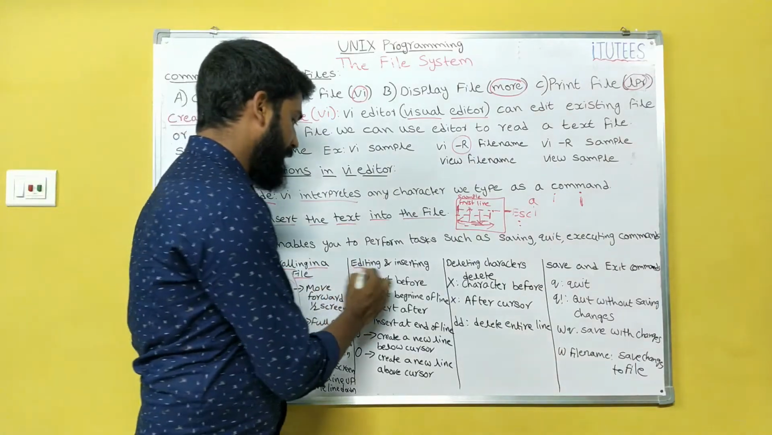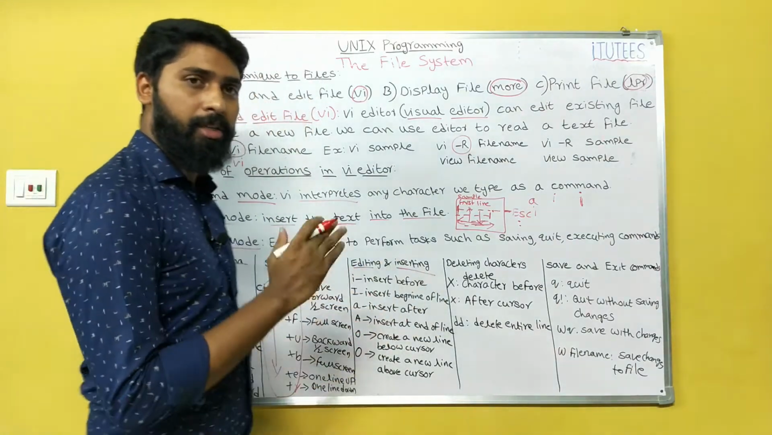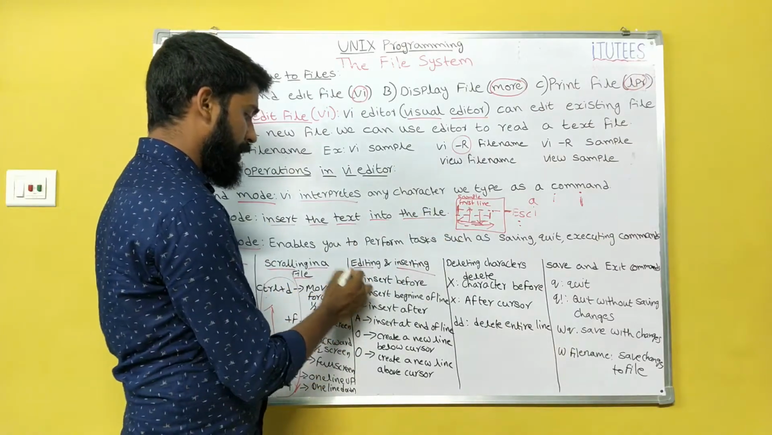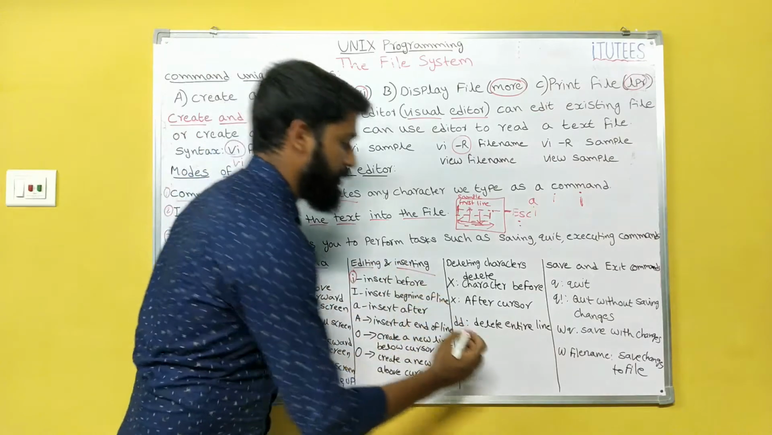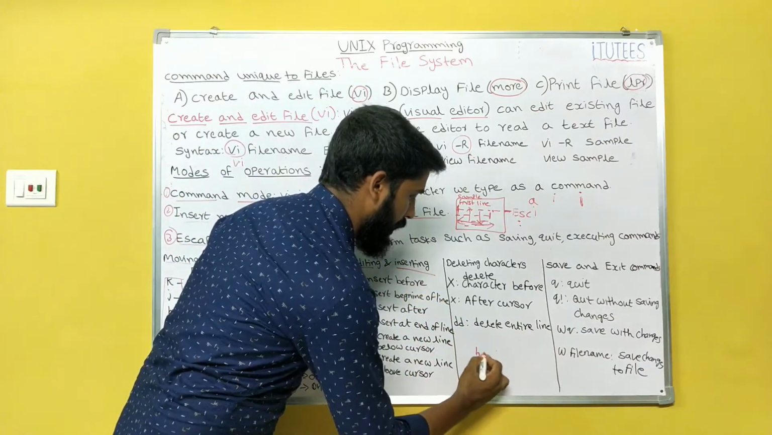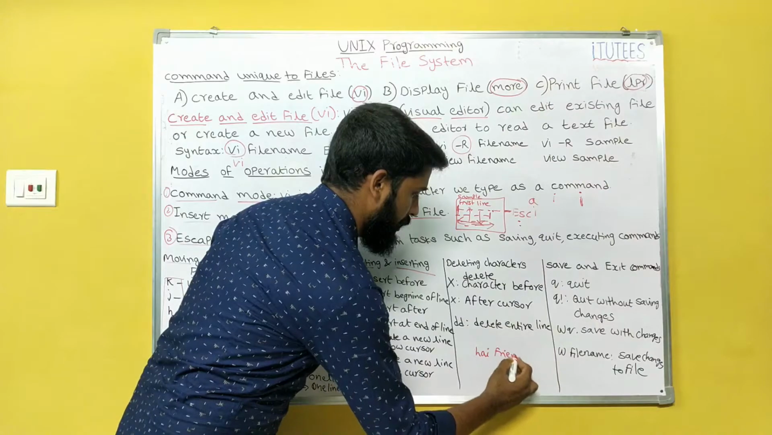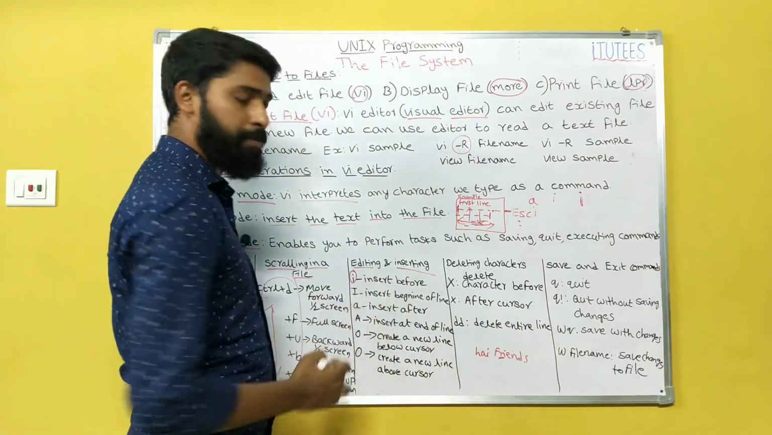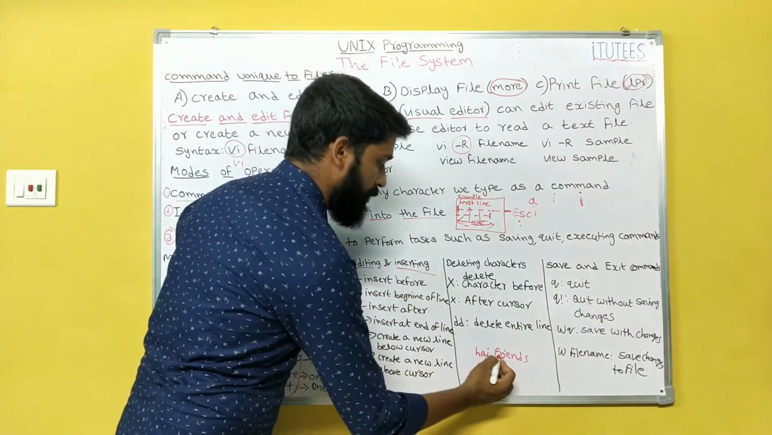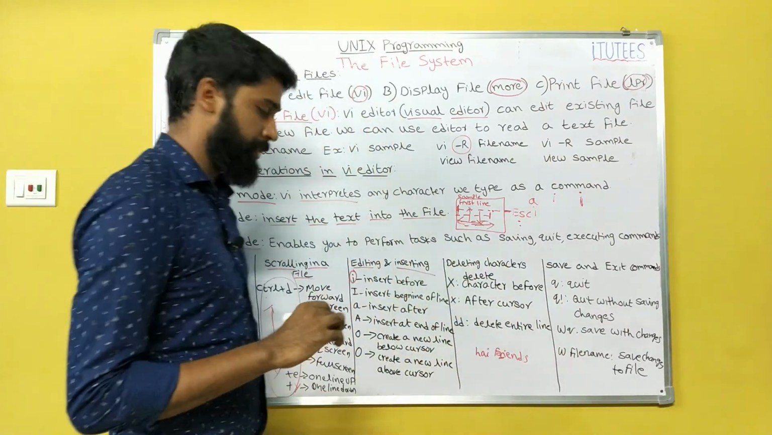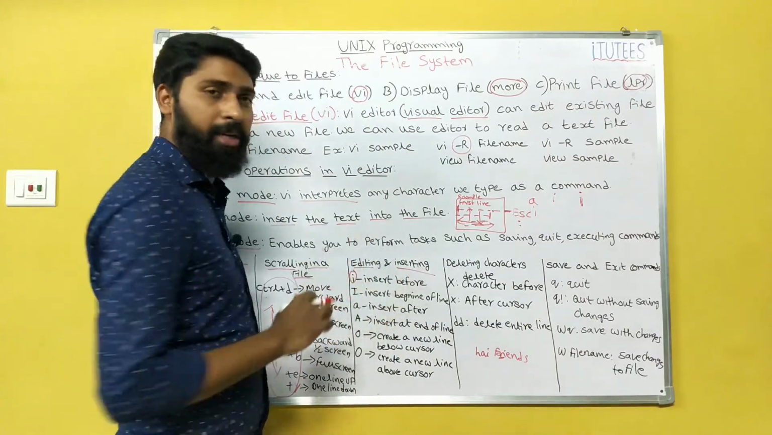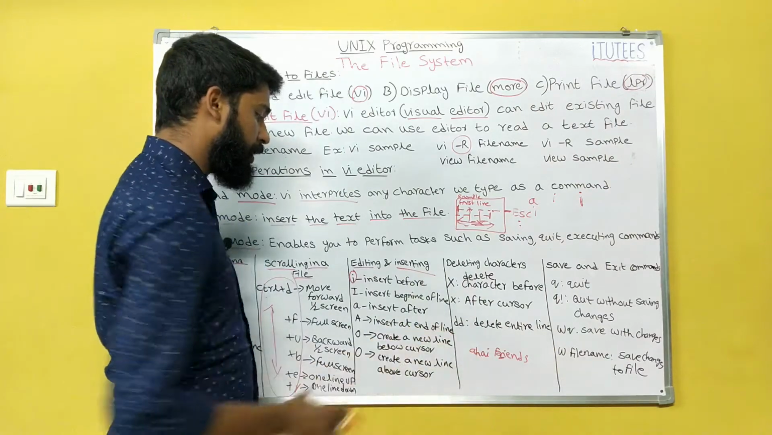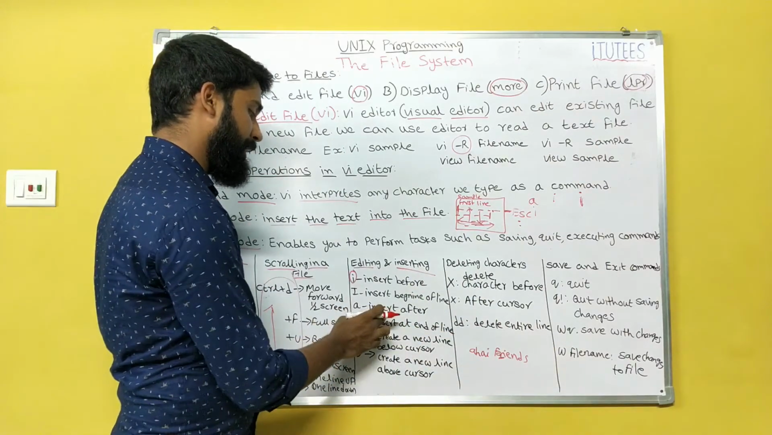Next, editing and inserting. These are important. How can we insert data into the file? Small i means insert before. For example, with the text hi friends and the cursor here, if I press i and then press a, it is inserted here. Capital I inserts at the beginning of the line. Small a means insert after the cursor.